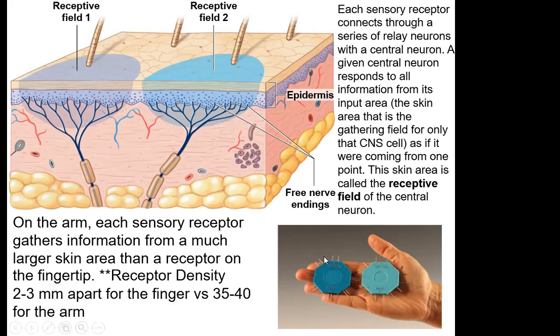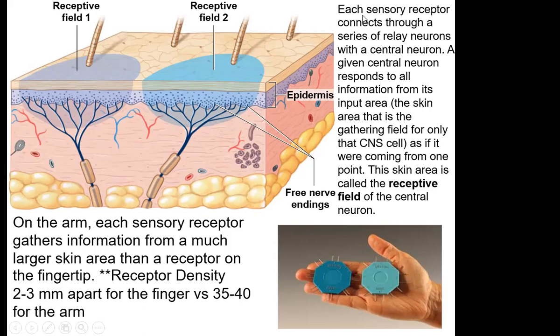So this is a good way to identify something that people can't necessarily tell you about. Again, 2 to 3 millimeters apart on the finger because of the small fields and the density, versus 35 to 40 for the arm. That's a major difference. The arm fields are much larger and the receptor density is not as high.